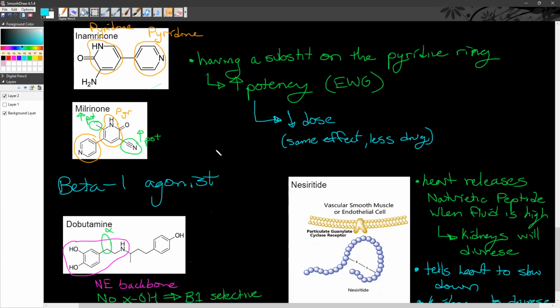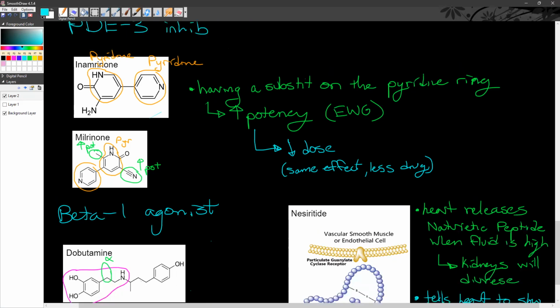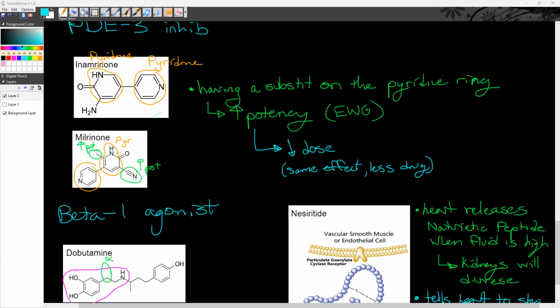Real quick, just to talk about these, so just to put it this way, for our PDE3 inhibitors, the reason why we use these drugs IV only is not due to the structure. The structure would be absorbed. And I think if I check real quickly, the bioavailability of milrinone is 92%. So it has really, really good oral bioavailability.